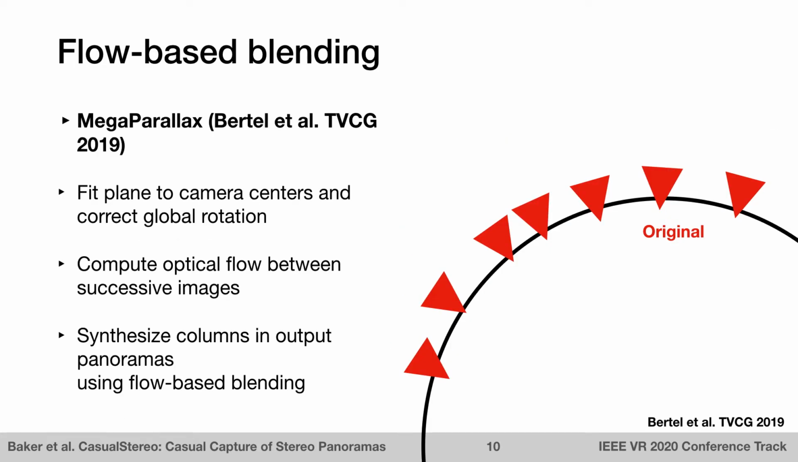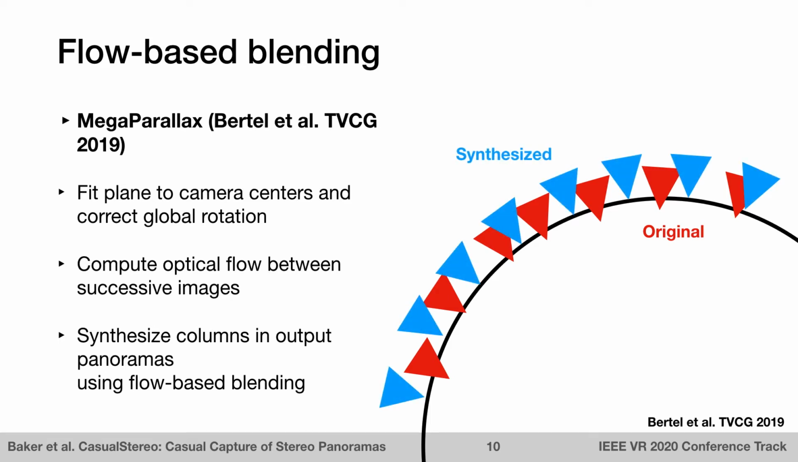Finally, once we have estimated the pose of all the input keyframes, we use the Megaparallax approach to do view synthesis. This approach uses optical flow between neighboring keyframes on the circle in order to inform the view synthesis. And from that, we render virtual viewpoints around a perfect circle to produce the final left and right eye panoramas.